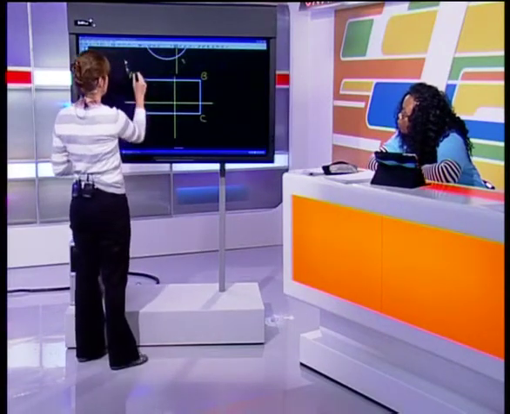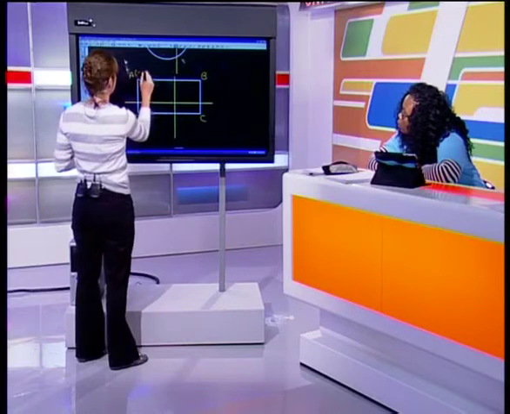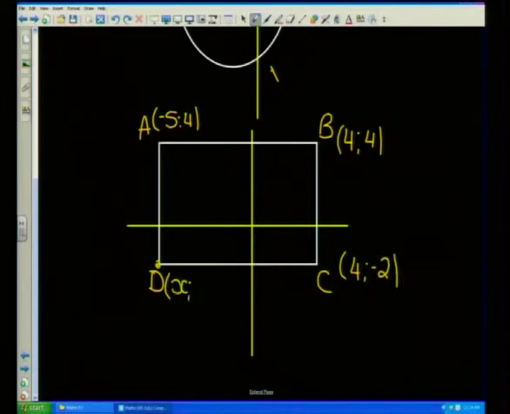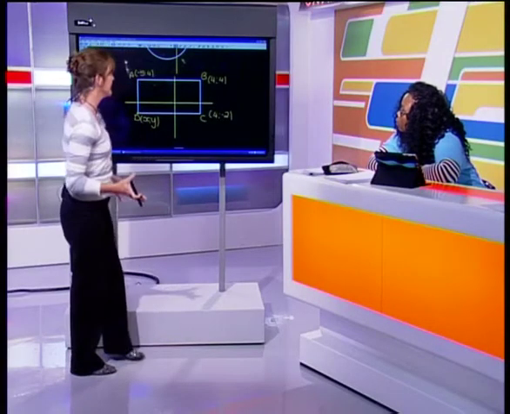So the midpoint of one diagonal is actually a shared midpoint with the other diagonal as well. Therefore, if I say that this point over here is (-5; 4), and this point over here is (4; 4), and down here, let's give it a value of (4; -2), and let's just say we're working with x and y. This is obviously going to be a lot simpler than what you might get, but it's more the concept that I want you guys to understand.